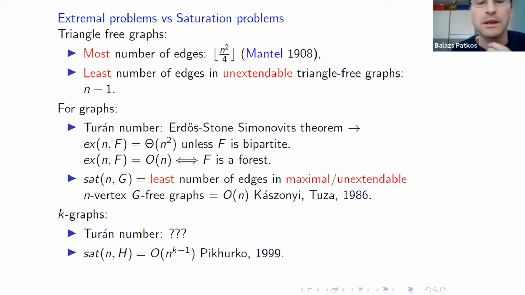And this result of Kászonyi and Tuza was extended by Pikhurko for k-uniform hypergraphs, and he proved that again, no matter what the forbidden hypergraph H is, if it's k-uniform, then we can saturate it with another hypergraph having at most an order of n to the k-1 hyperedges. Okay, so this is for general introduction, and let's see our topic today.